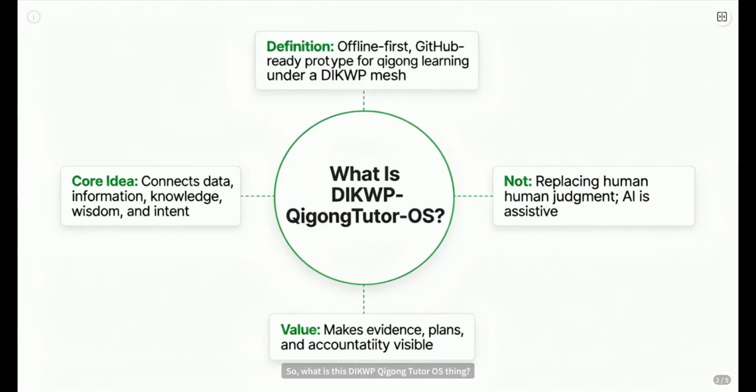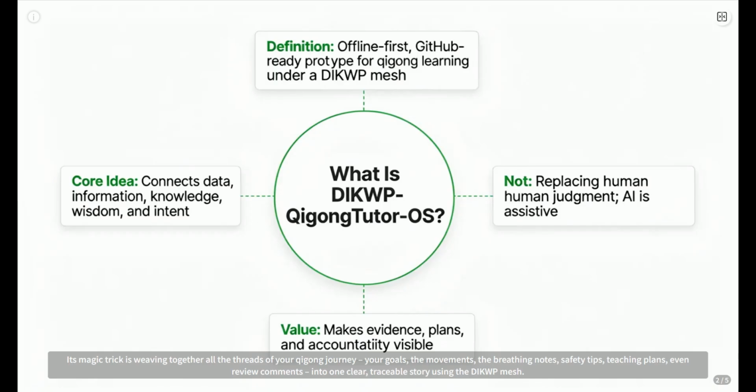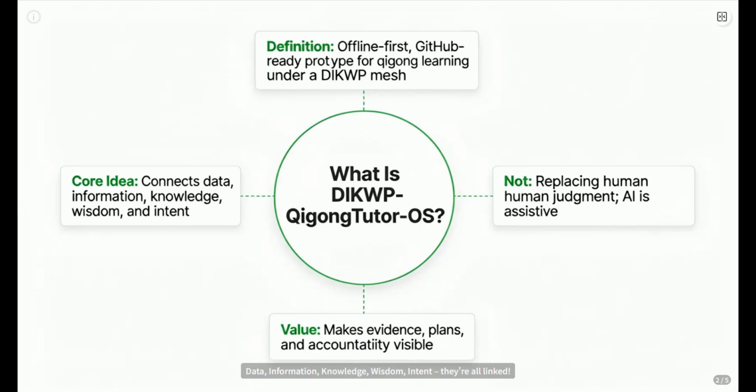So what is this QigongTutor OS thing? Think of it as a super smart, offline-friendly toolkit ready for GitHub action. Its magic trick is weaving together all the threads of your Qigong journey, your goals, the movements, the breathing notes, safety tips, teaching plans, even review comments into one clear, traceable story using the DIKWP mesh. Data, information, knowledge, wisdom, intent, they're all linked.